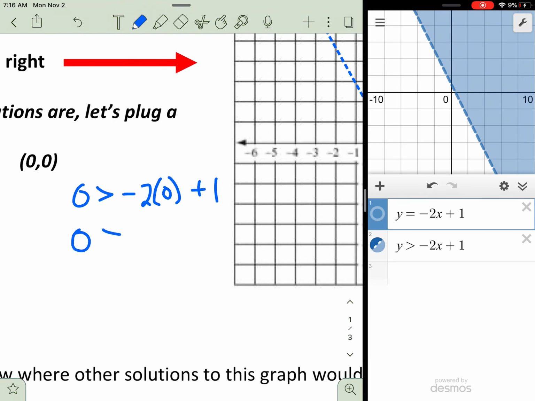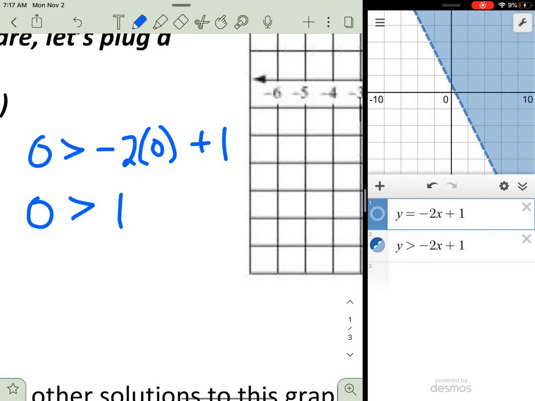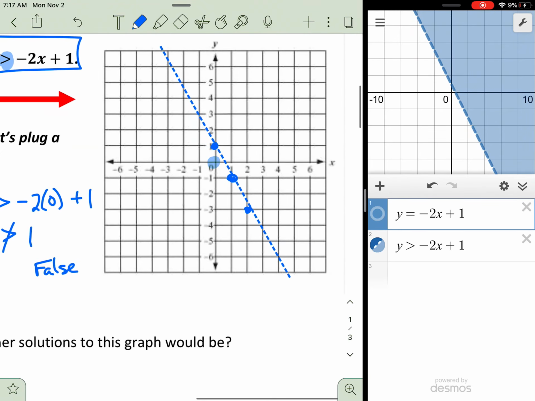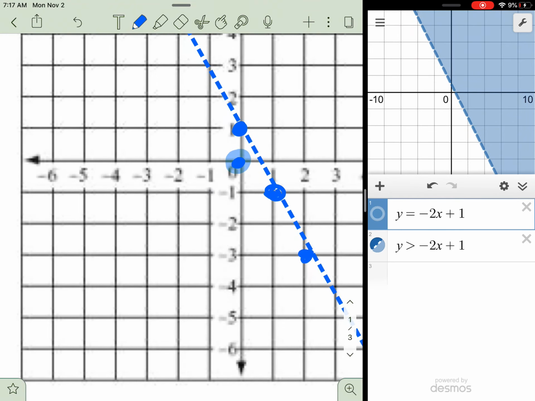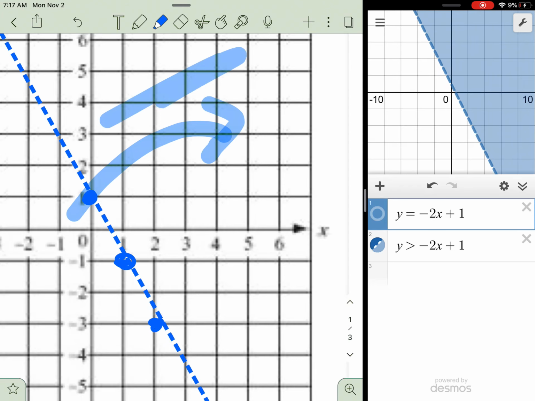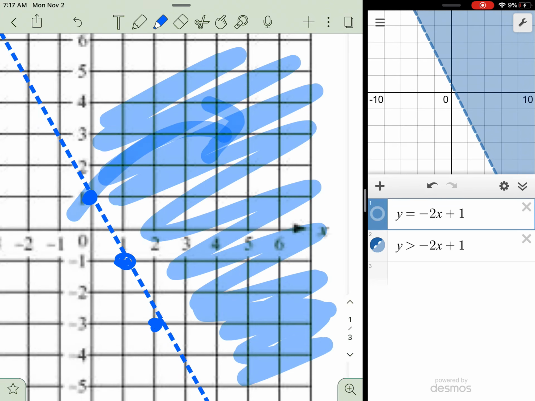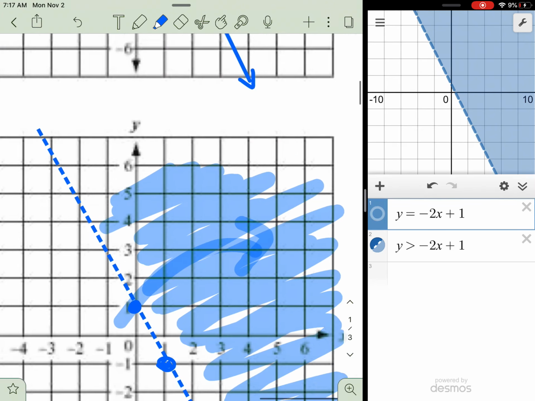Okay, so this says 0 is greater than negative 2 times 0, which is just 0, plus 1, and 1. So is 0 greater than 1? It is not, so that is a false statement. Which means since I plugged in this 0, 0 point and it was not true, I'm going to shade the other side of the line, which is over here. And that's why you see in Desmos that I have to the right, the blue shaded region.